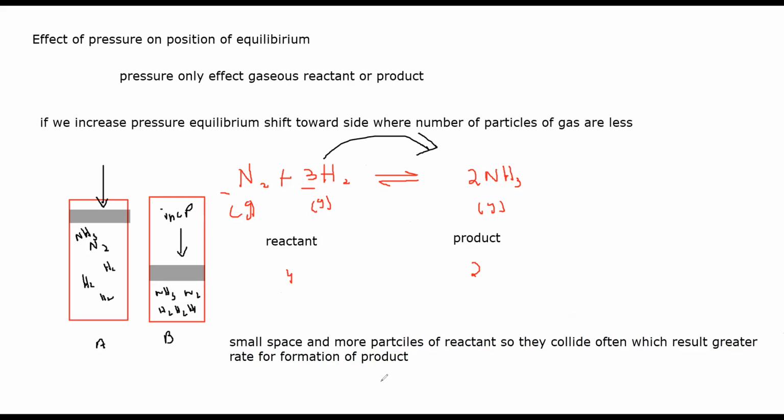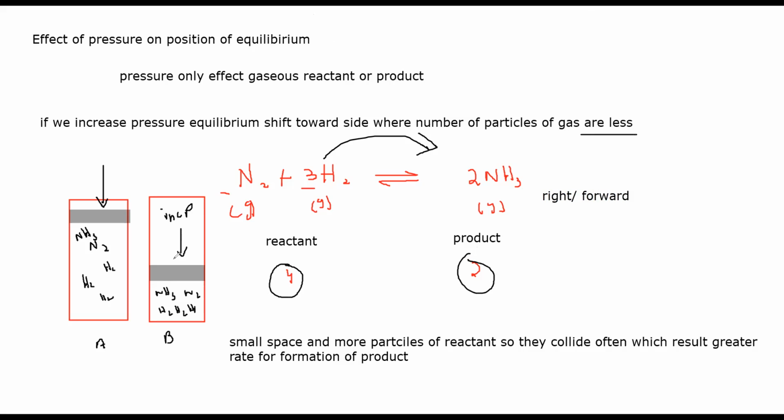So where will the equilibrium shift in this example? If I increase the pressure, equilibrium will shift towards the right hand side, or forward. As you can see, increasing the pressure always shifts the equilibrium towards the side where the number of gas particles is less. So I have 4 reactant particles, I have 2 product particles.